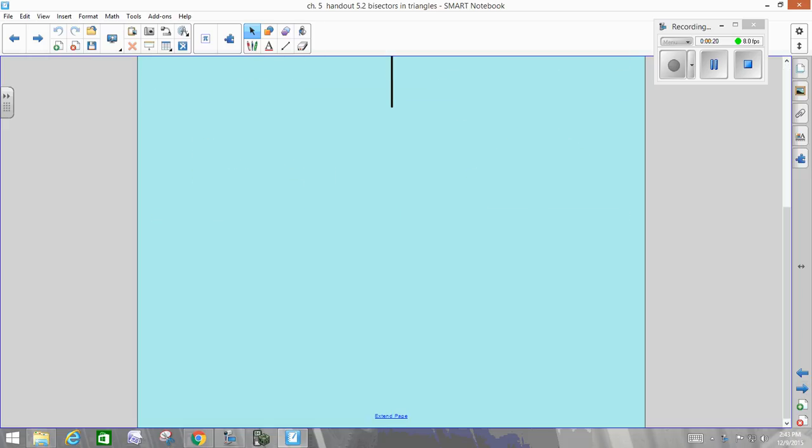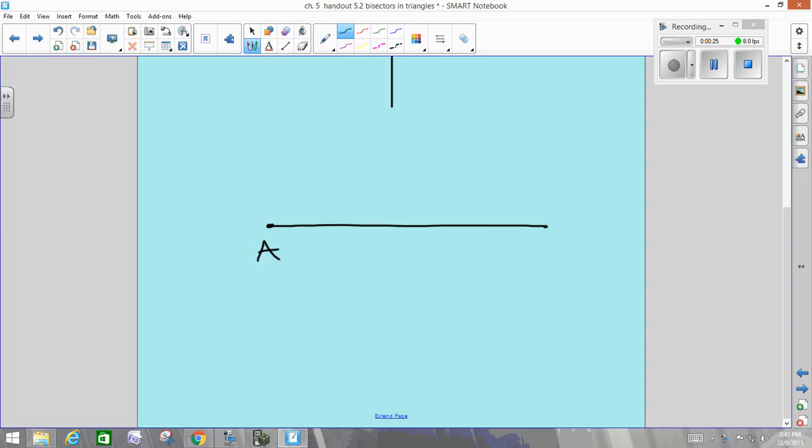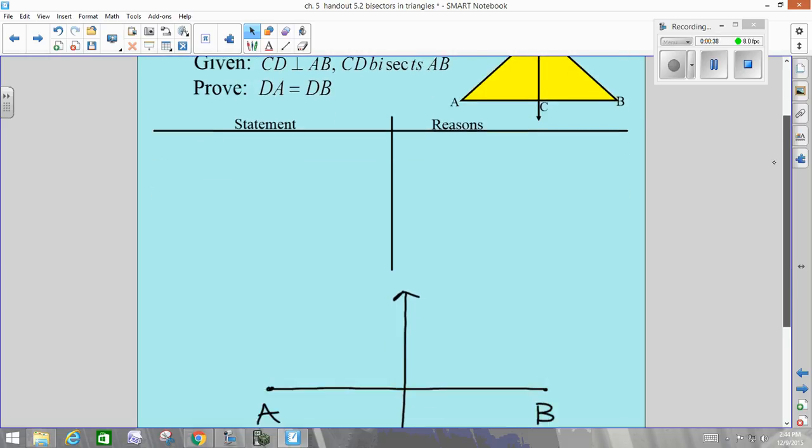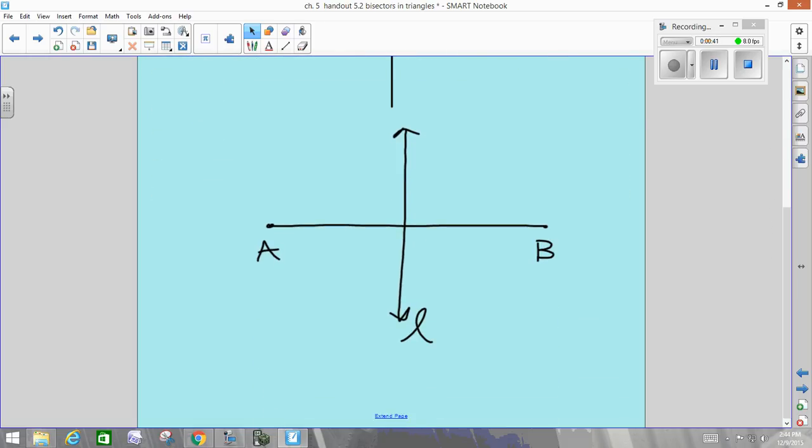So how this works. You have to have a segment, so we'll call this segment AB. And then you need a line, so we'll call this line L. It says, if a point is on the perpendicular bisector of a segment, so this line needs to be the perpendicular bisector of AB. What does it mean if it's perpendicular? Good. What does it mean if it bisects it? Cuts it in half. So each of those sides would be congruent. We'll call this point C.